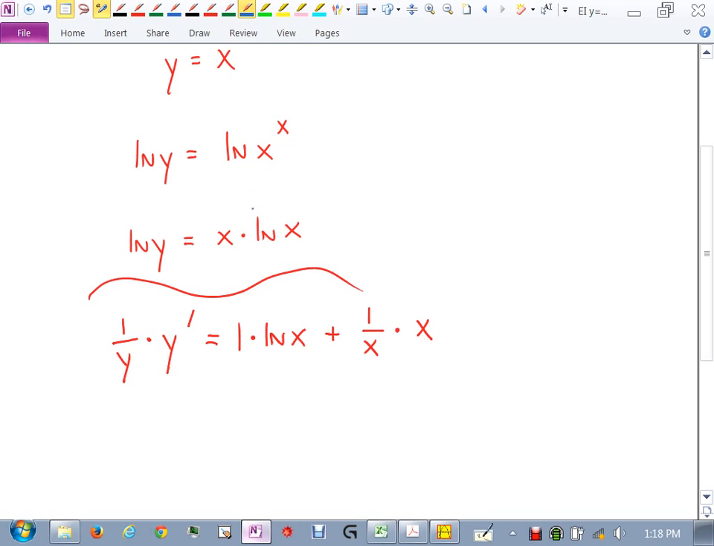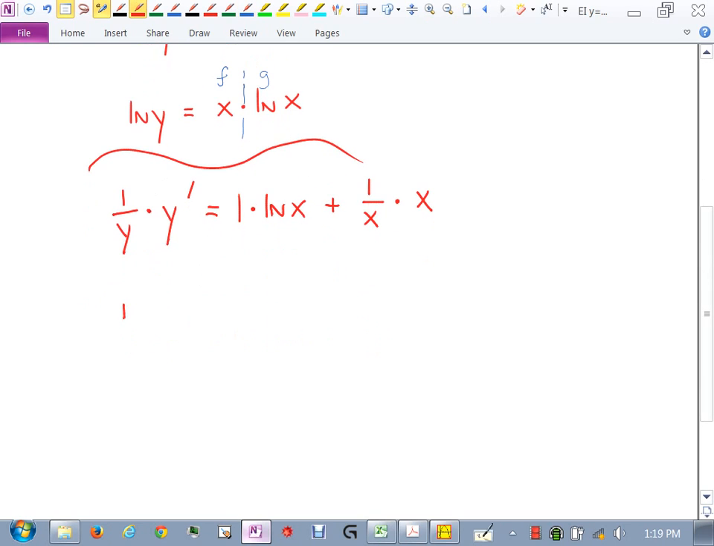Product rule. This is f, this is g. The derivative of f times g is f prime g plus g prime f. Did that help? No? Yes? Okay. Everyone else okay? What is this then? That's just 1, and the other one, natural log x. So we get that 1 over y times y prime equals just natural log x plus 1.